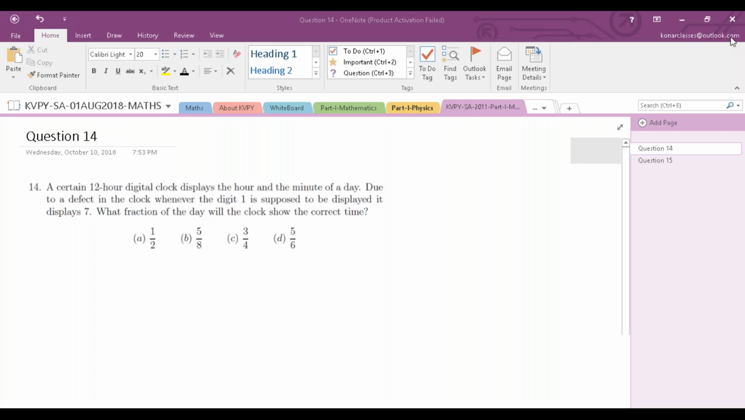Now we are going to start our session on KVPY-SA 2011 questions, in continuation of what we have done in the earlier classes.